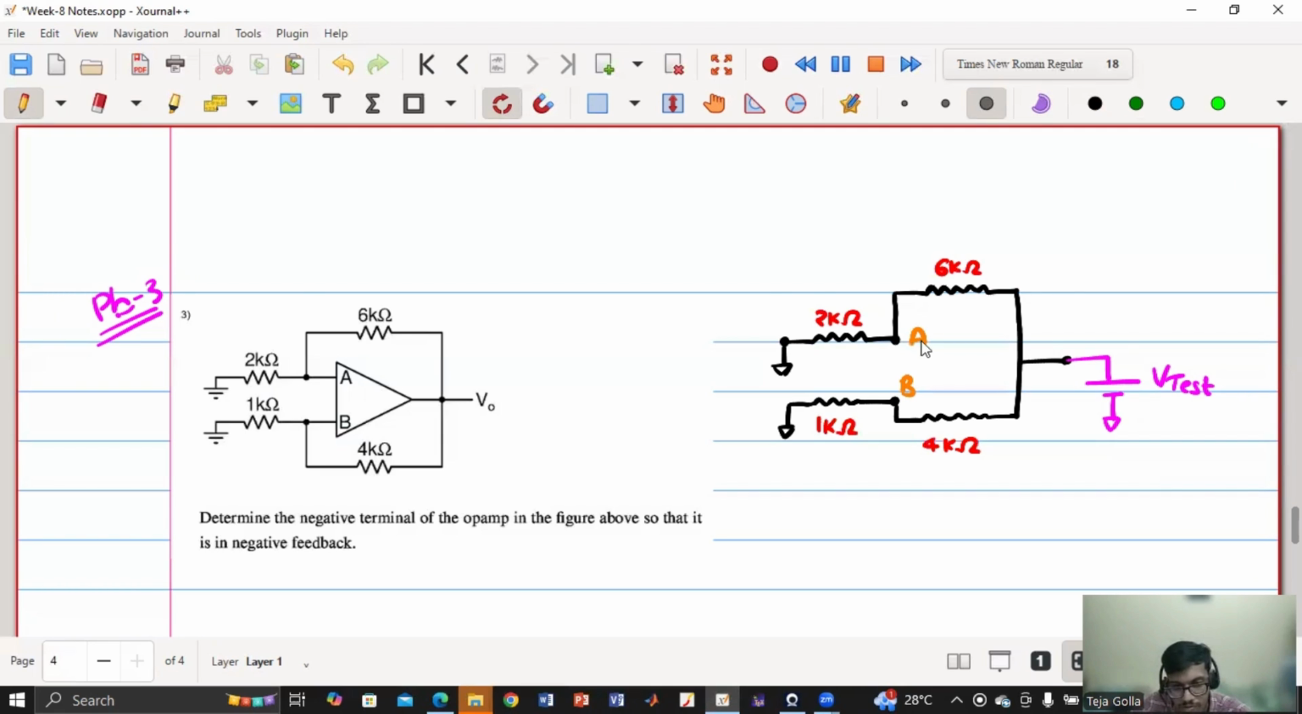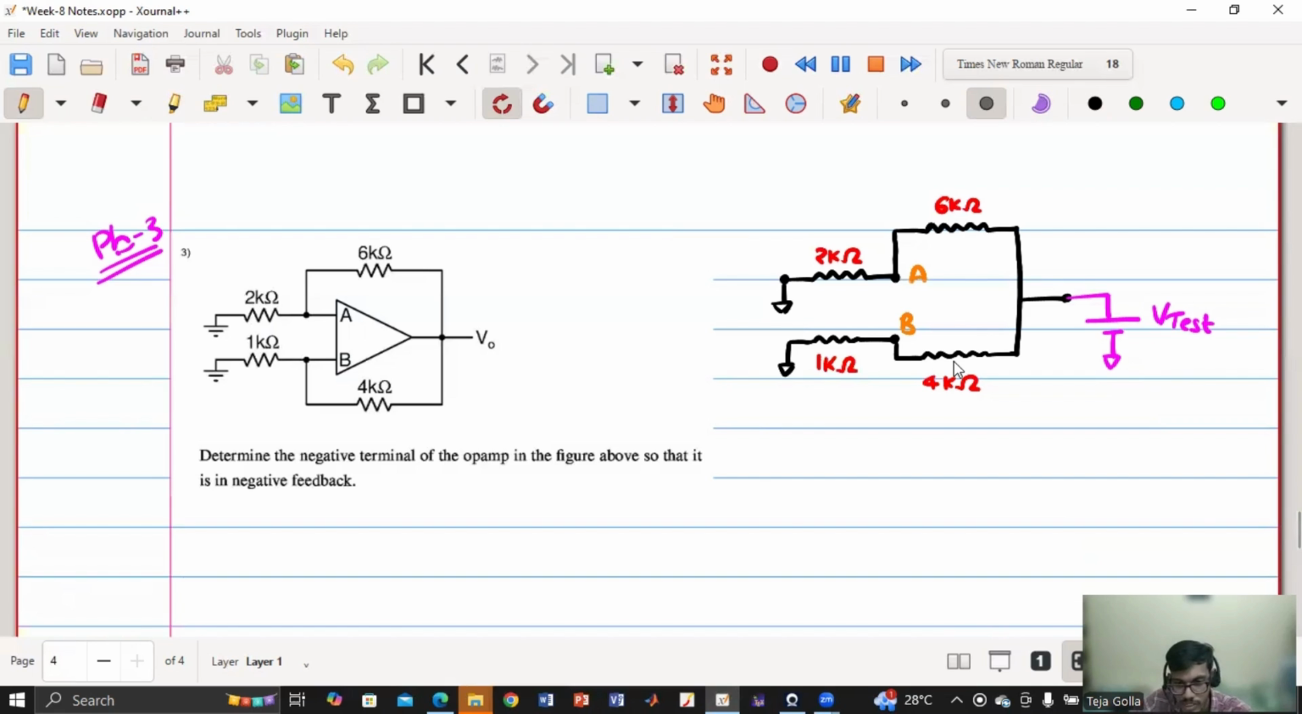Can you tell me what is VA in terms of V test and what is VB in terms of V test? Anyone? What is VA? It's a resistor divider. VA is the voltage across 2 kilo ohm in a resistor divider with 2K and 6K. VB is the voltage across 1 kilo ohm in a resistor divider of 1 kilo ohm and 4 kilo ohm. So what will be my voltage VA and what will be my voltage VB? VA equal to 0.25 V test.